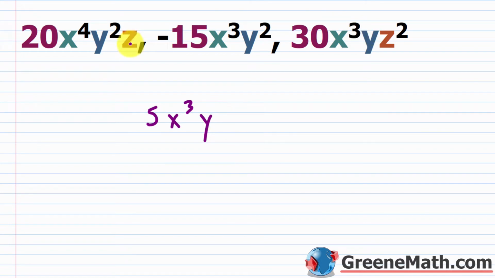Does everything have a z? Yes, no. So stop. Z will not be common to everything. It occurs here and here, so it would be common to those two terms, but it won't occur here, so it's not common to this one, so you don't put it in the GCF. So the GCF here would be 5x cubed y.